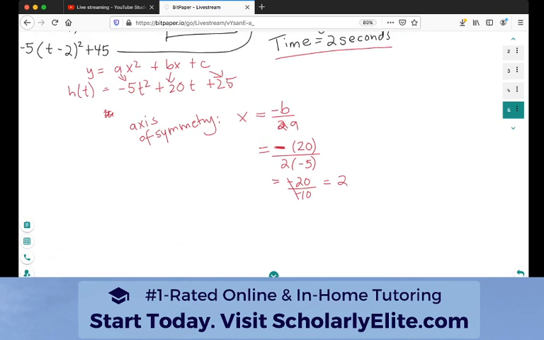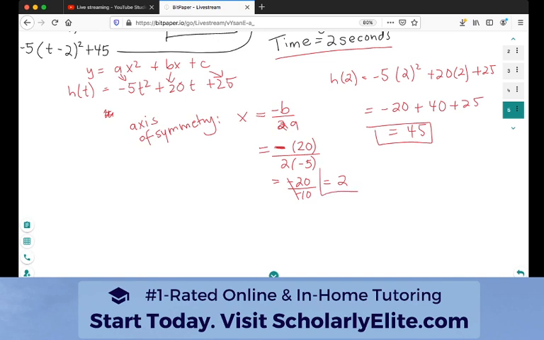And then very simply, all I would have to do is plug in 2 as t, or x, whatever you want to call it. So the value of the height at 2 seconds is negative 5 times 2 squared plus 20 times 2 plus 25. So what we get here is negative 20 plus 40 plus 25, which equals positive 45. And that, my friends, this is the time, this is the height, and that is the answer.